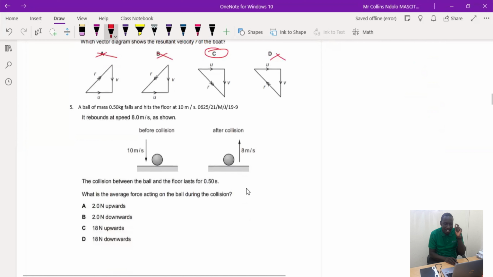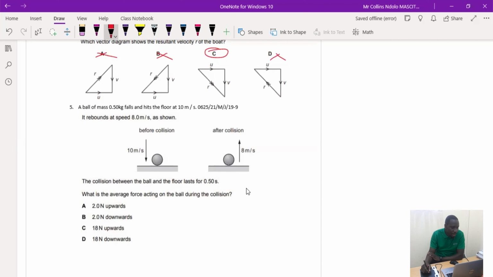All right, number 5. There's always something here about momentum. Many students wonder what happens if a body is changing its velocity. So we are finding the change in momentum when the body is changing direction. Let's find out this one here. A ball of mass 0.50 kilogram falls and hits the floor as shown. It rebounds at a speed.